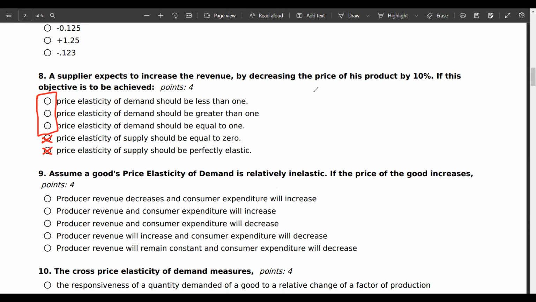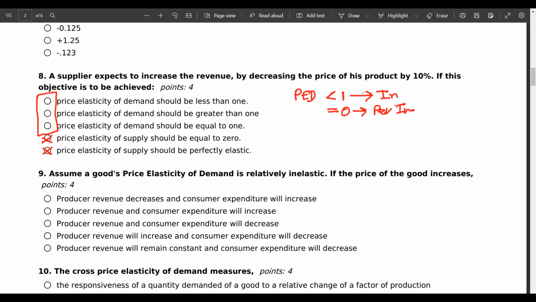There's an extensive way of understanding it. You might have learned this in your theory classes. But here I will just put a shortcut method. Remember, if the PED coefficient is less than 1, it includes 0 also. That means we are talking about inelastic demand. And if the PED is 0, we call it perfectly inelastic.